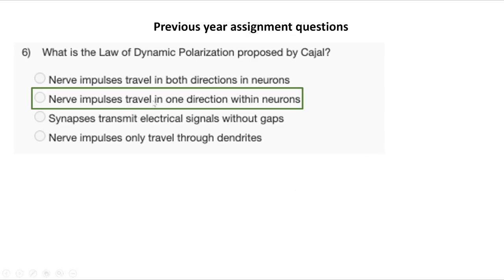So that was the law of dynamic polarization that Kahal had proposed, that information travels only in one direction, from dendrites to cell bodies to axons.